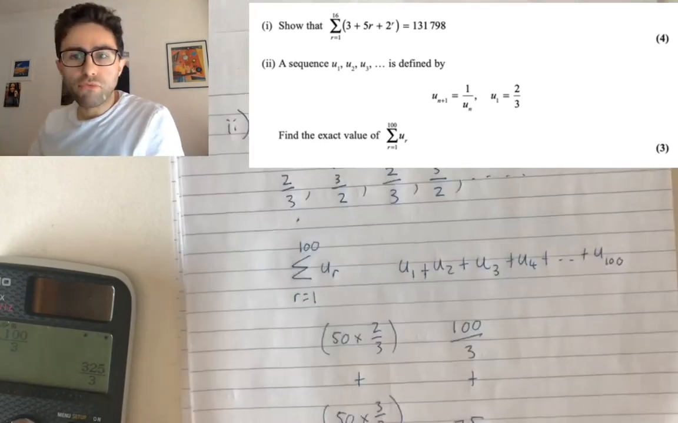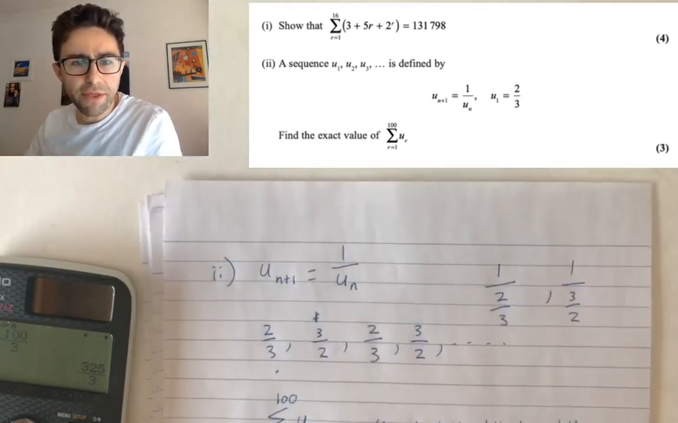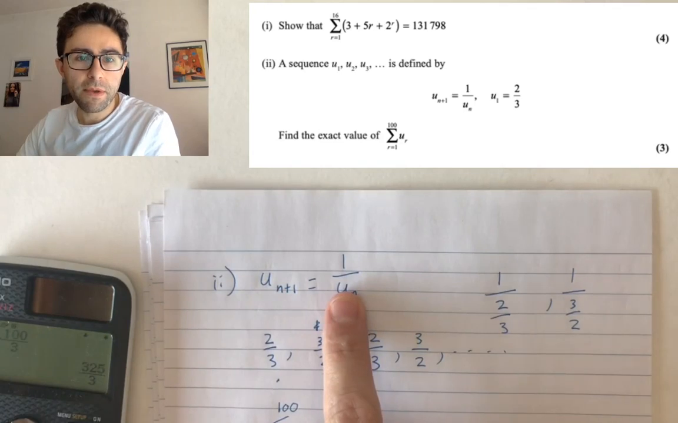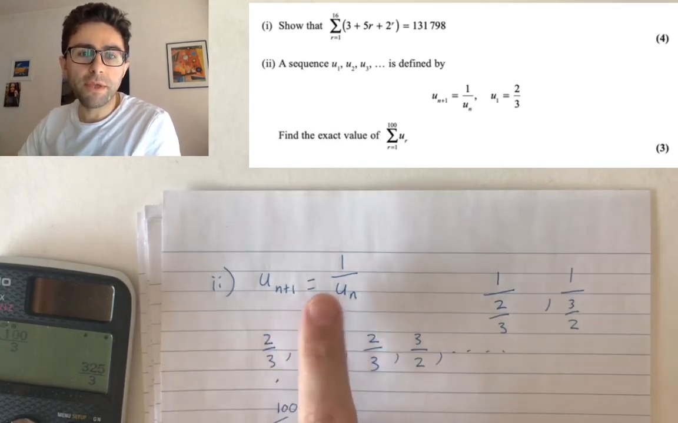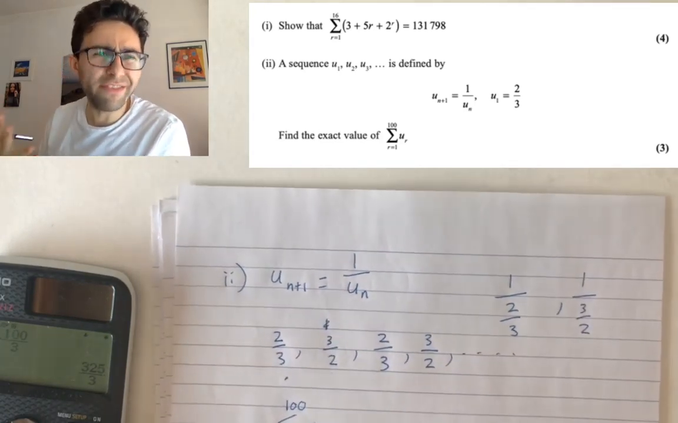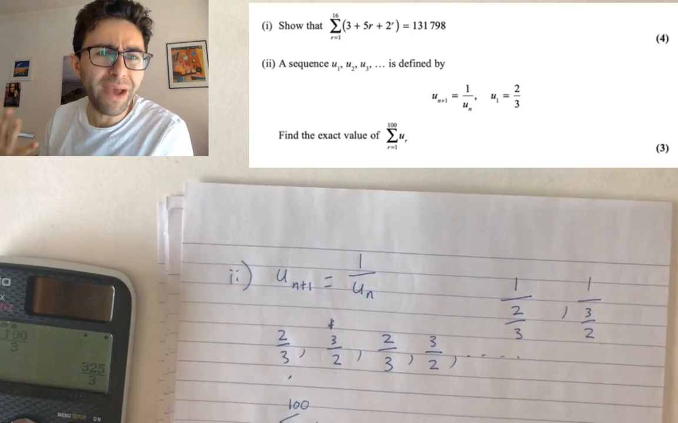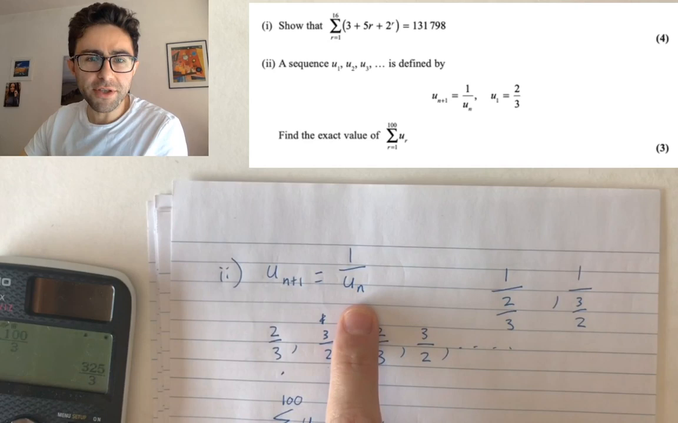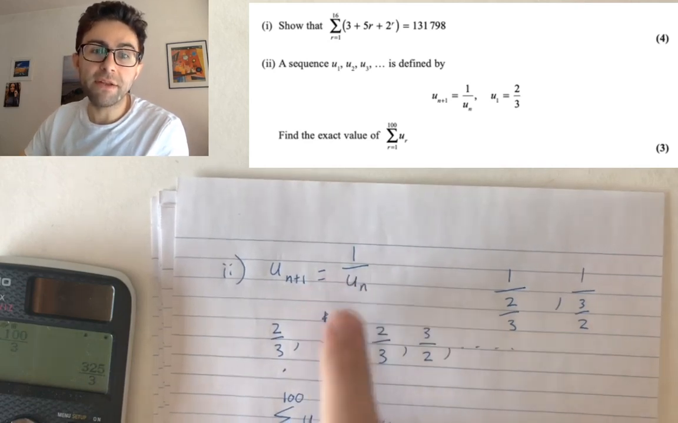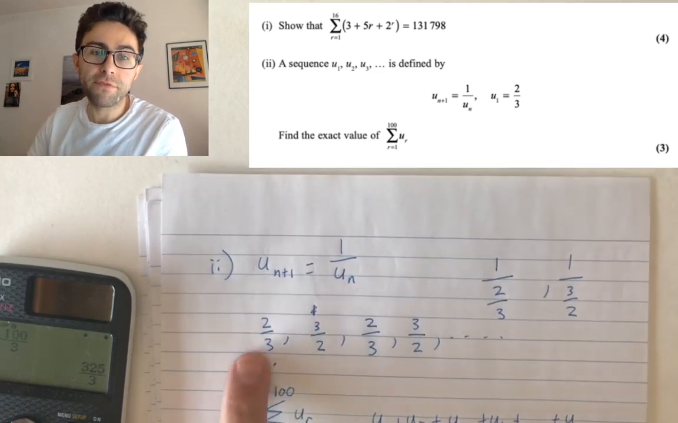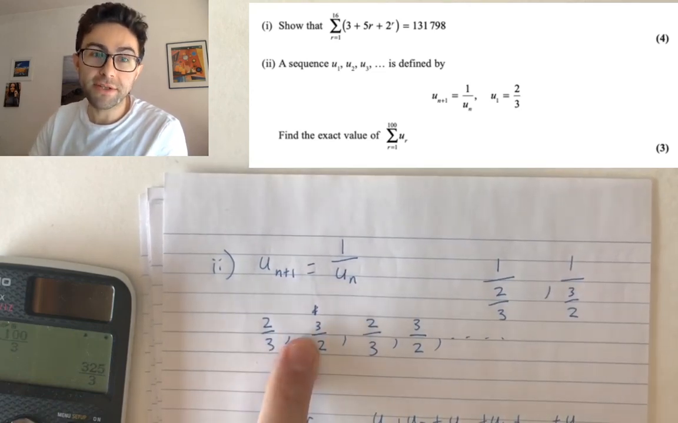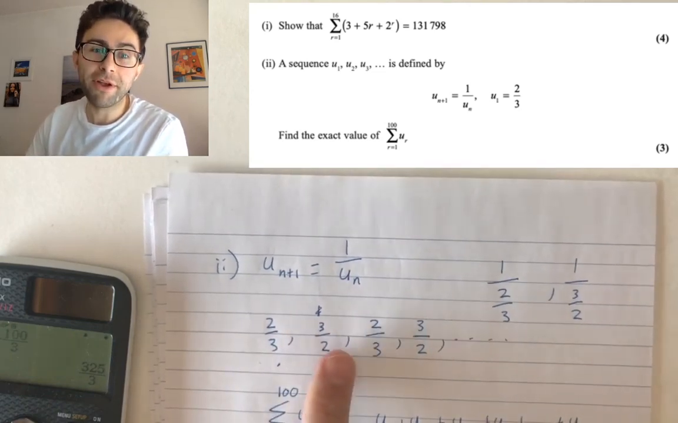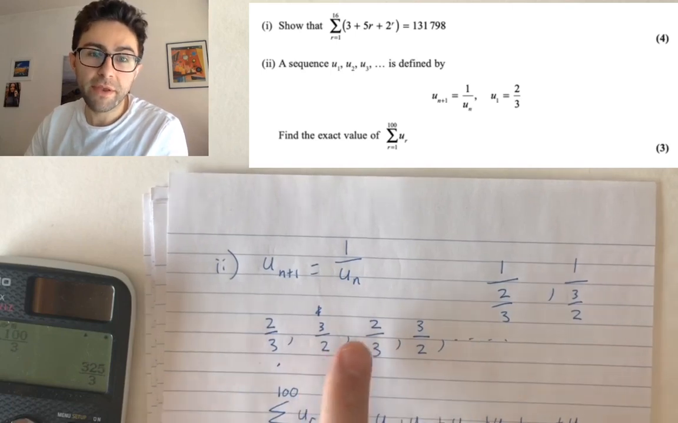Okay, rapid recap of that one. They gave you this. They said u(n+1) equals 1 over u(n). You said, what is u(n)? I mean, what are you even talking about? And we said to them, well, actually, that just means the number of the term in the sequence. That's what n is. And so u1 is the first term, u2 is the second term.